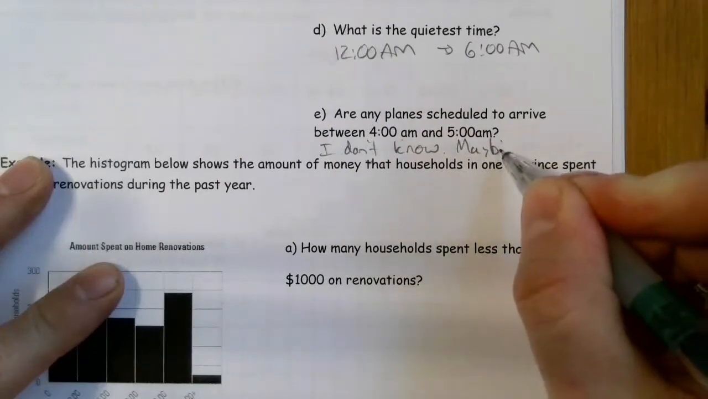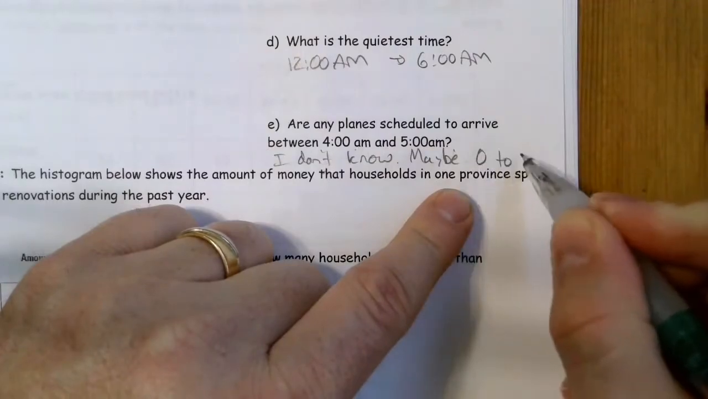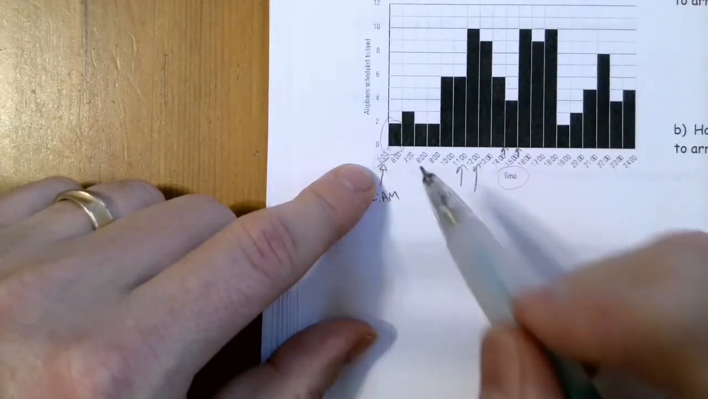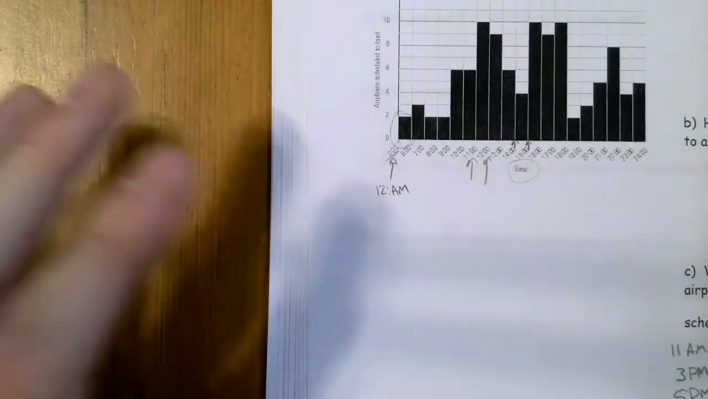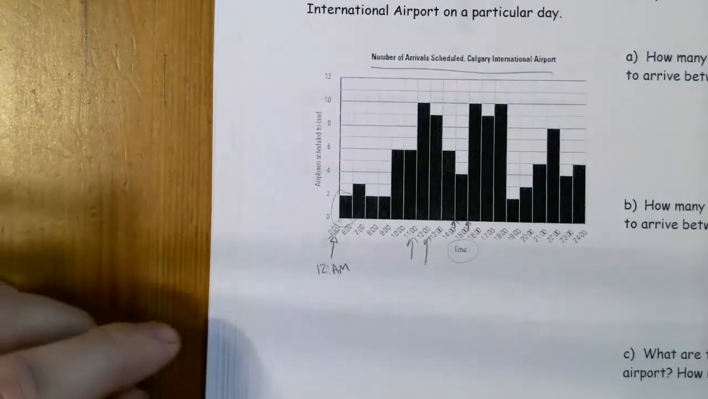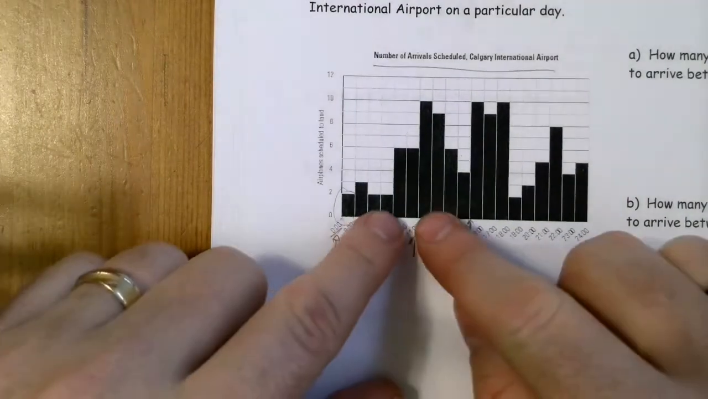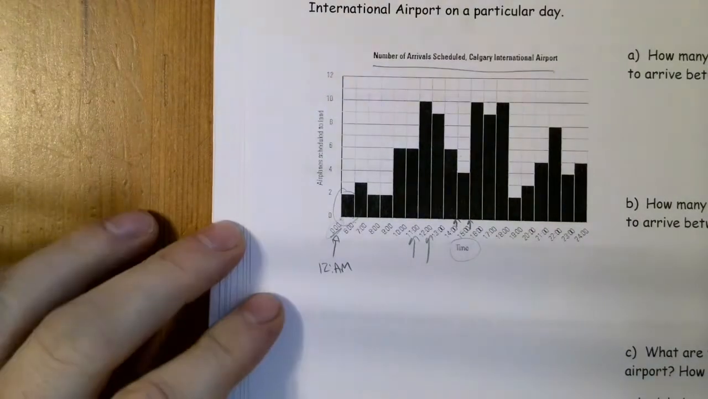Maybe. What I do know is there could be 0 to 2 planes here. I know that there are 2 planes that land between midnight and 6 a.m., but I'm not sure when they landed. It could be that none of them land between 4 and 5. It could be that one of them lands between 4 and 5. It could be that both of them landed between 4 and 5. I really just can't tell. So that's a little bit of a limitation to our histogram. Depending on how fine your graph is, how wide your bars are, determines the level of detail that you're looking at.